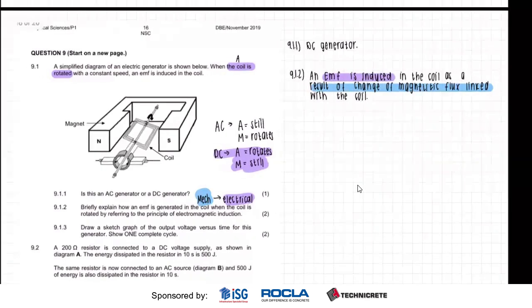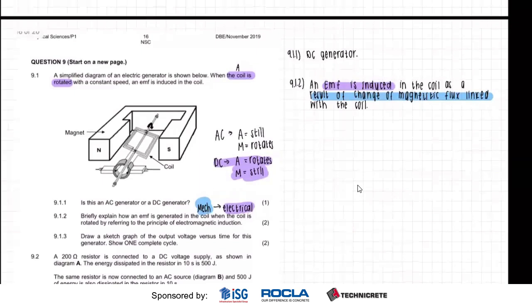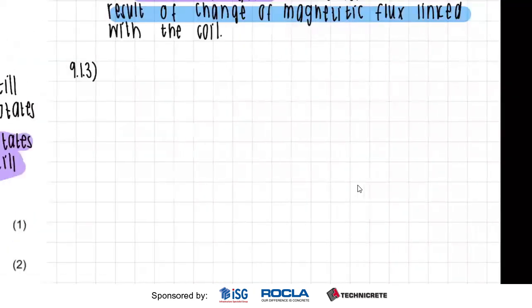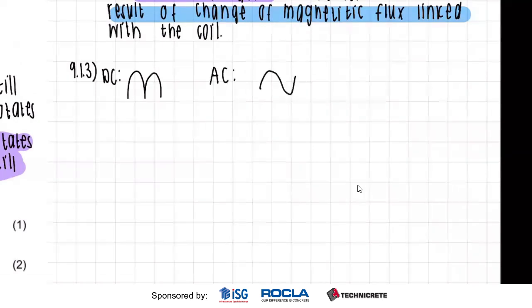Then question 9.1.3 asks us to draw a sketch graph of the output voltage versus time for this generator, and to show one complete cycle. So we have a DC generator. First of all, we know that the DC output looks like this, and we know that the AC output looks like this. But this is not our graph.